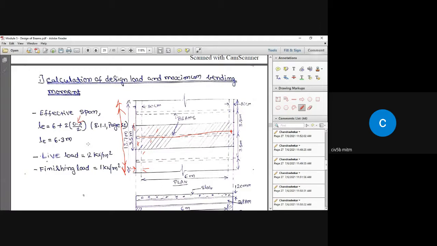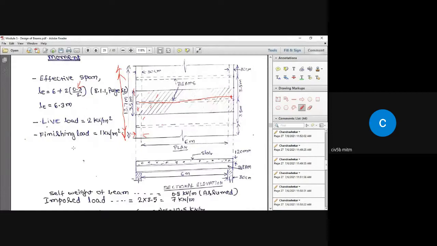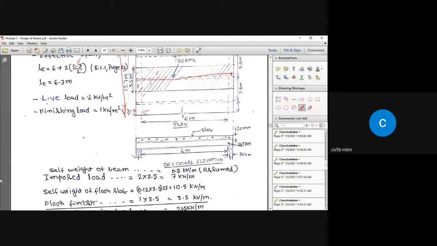And also, what is the live load acting? 2 kilonewton per meter square. And floor finish, the problem has given that floor finish equal to 1 kilonewton per meter square. So what is not included yet is the self weight of the slab and also the self weight of the beam. Self weight of the beam we cannot find out unless we know the section details. Here we don't have it. So let us see what we can do for the self weight.